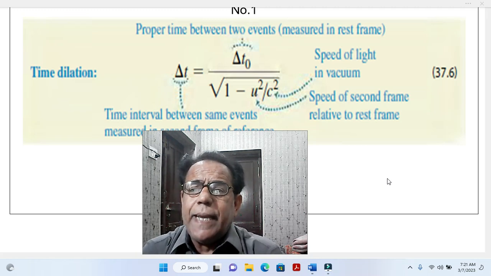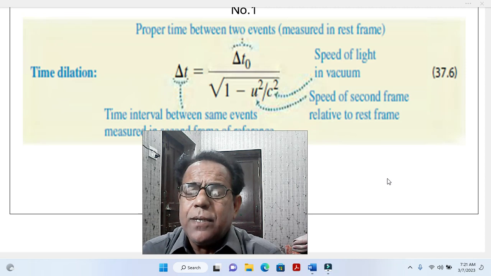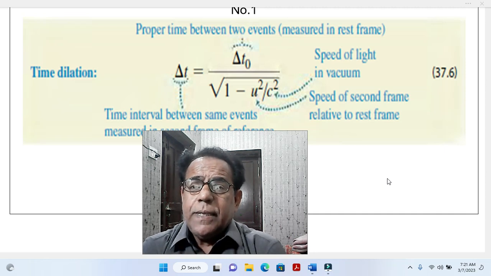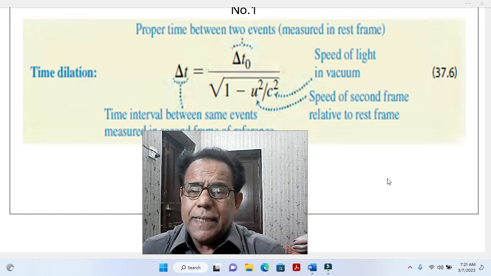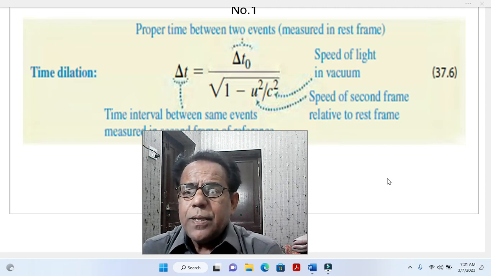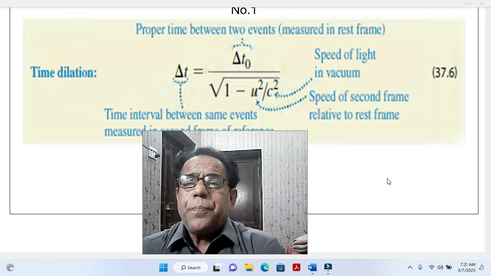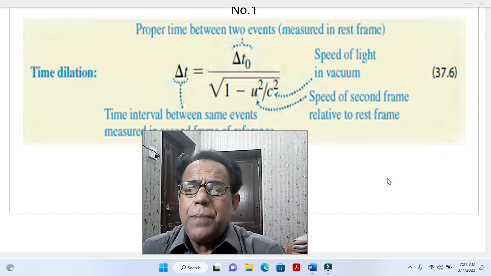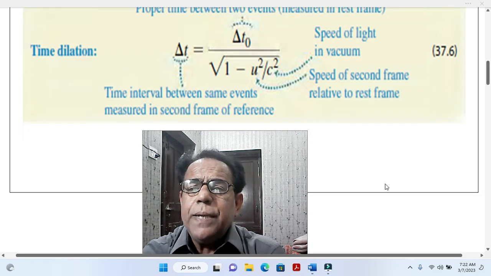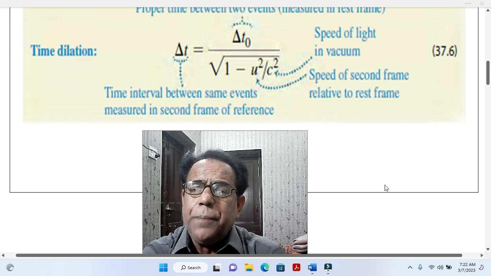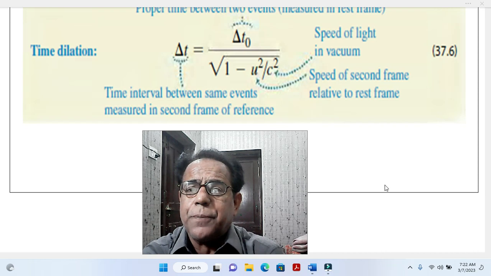Tool number 1 says that delta t is equal to delta t naught over under root 1 minus u square over c square. That is time dilation. In relativity, time dilation and length contraction are basic concepts. Here, delta t is the time interval between same events measured in second frame of reference, not in first frame of reference, in second frame of reference.